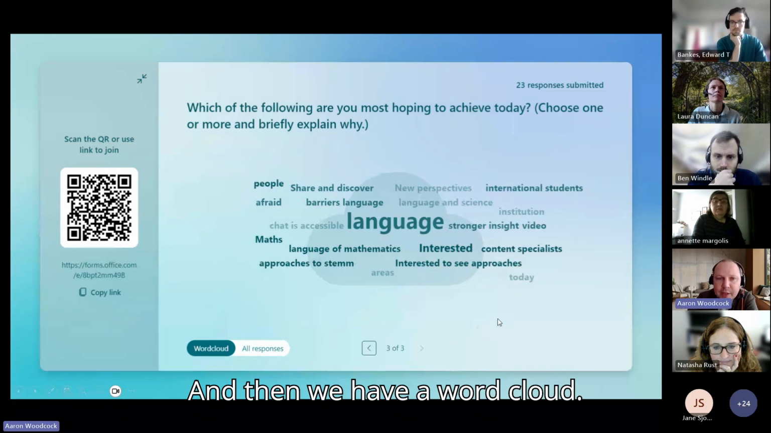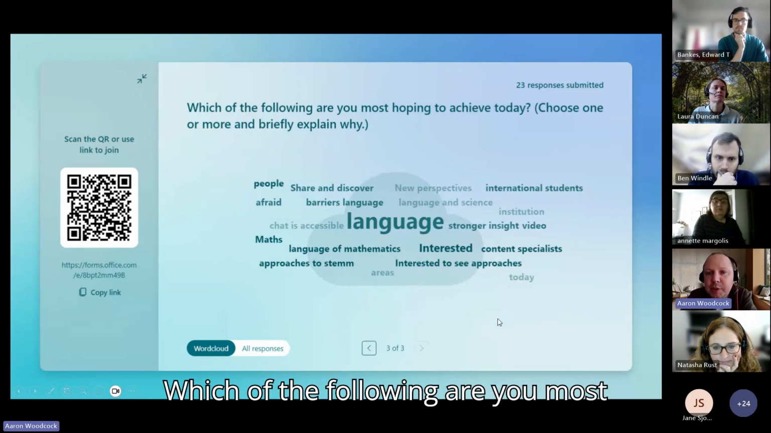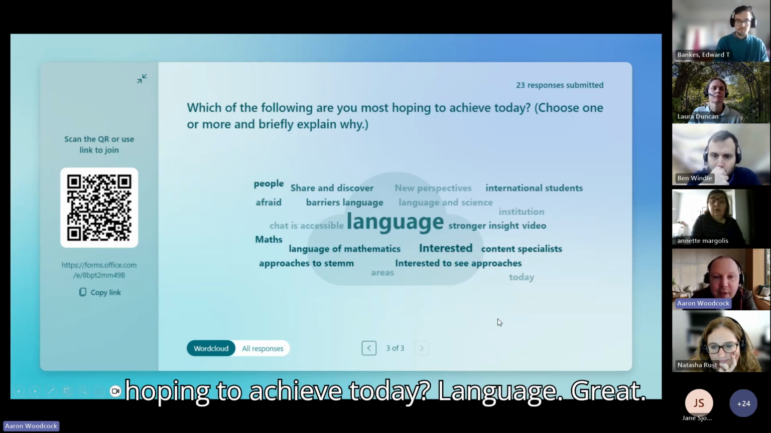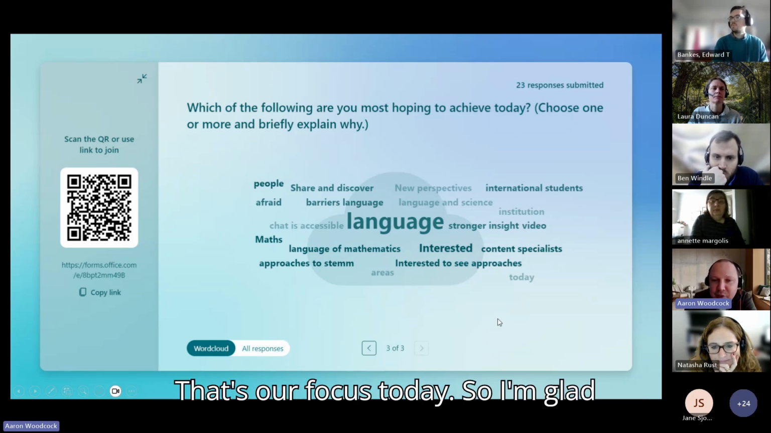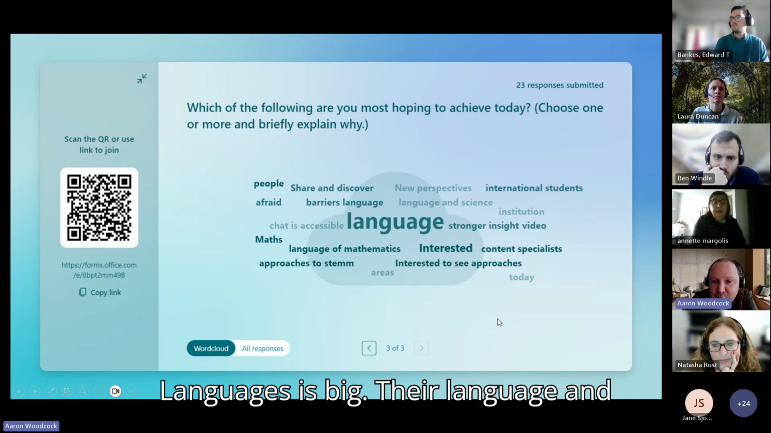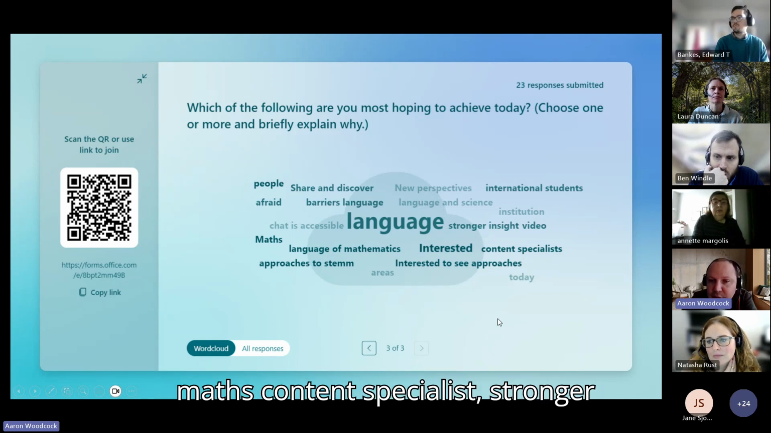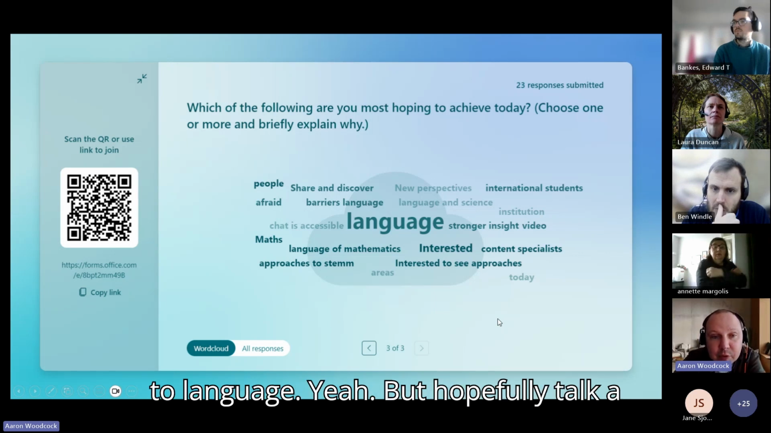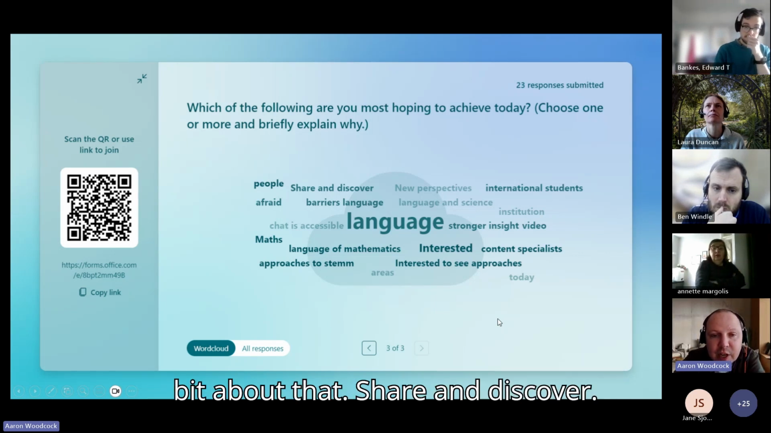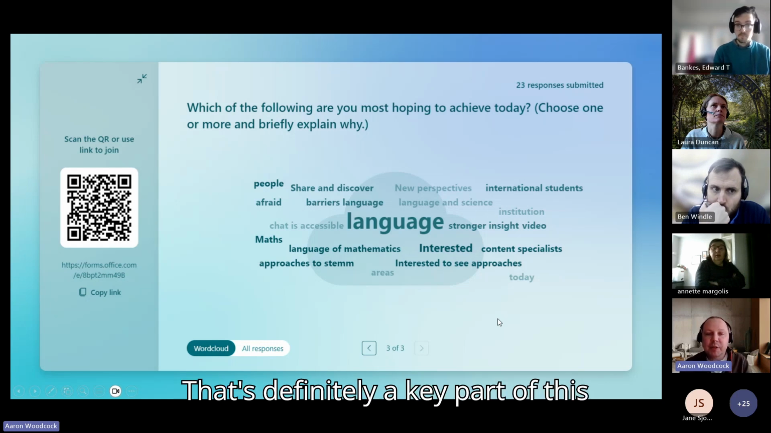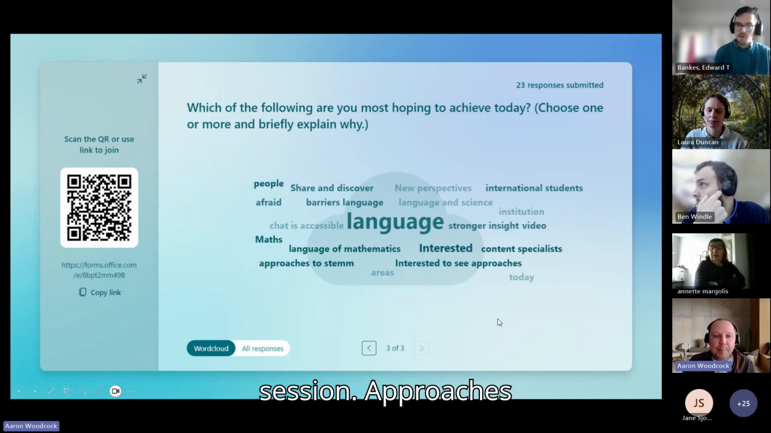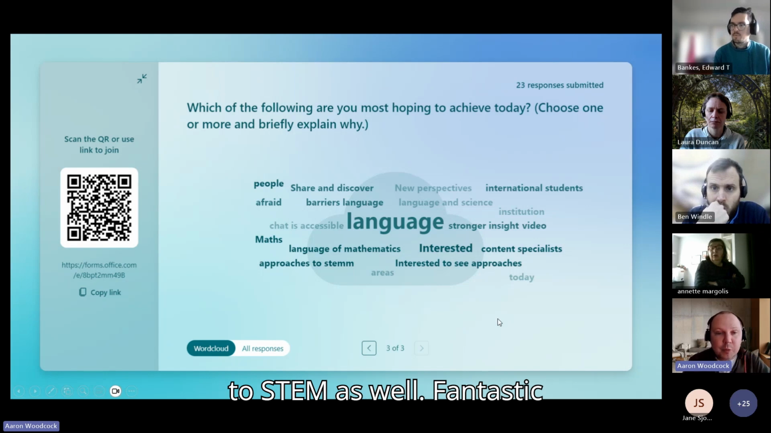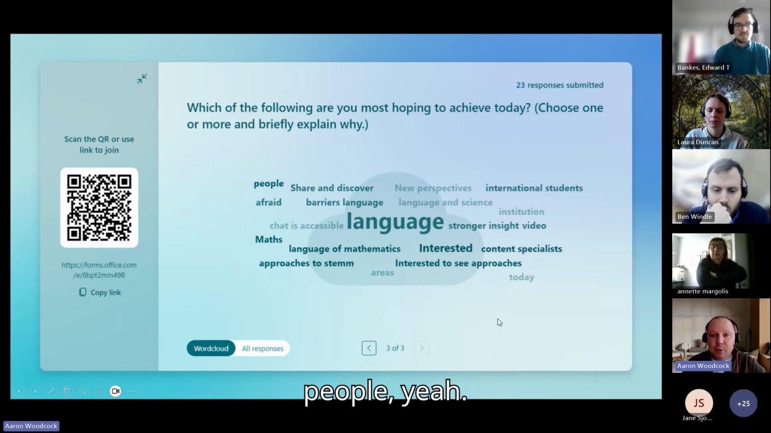And then we have a word cloud. Which of the following are you most hoping to achieve today? Language. Great. That's our focus today. So I'm glad language is big there. Language of maths, content specialists, stronger insight, international students, barriers to language. Yeah, we'll hopefully talk a bit about that. Share and discover. That's definitely a key part of this session. Approaches to STEM as well. Fantastic. People. Yeah. Okay.